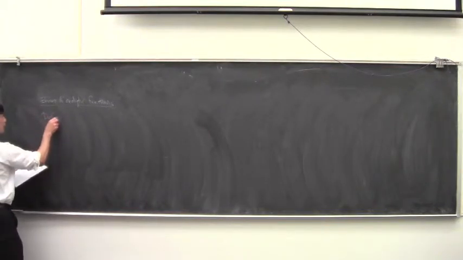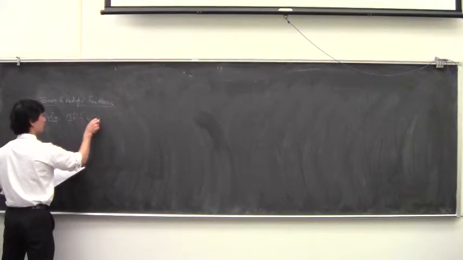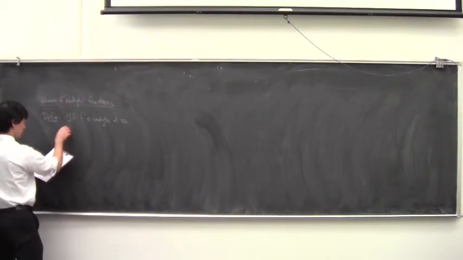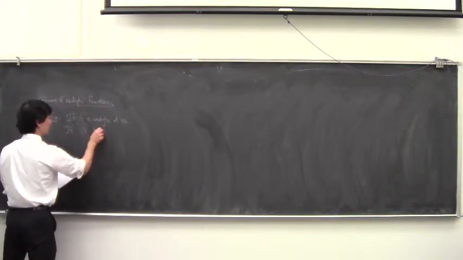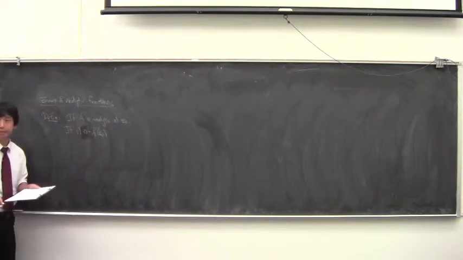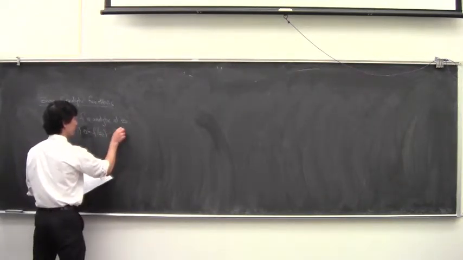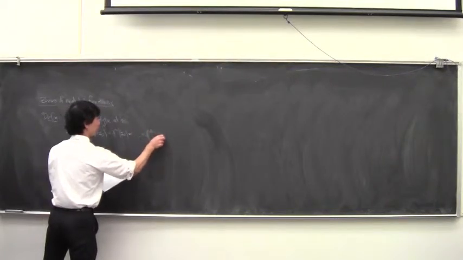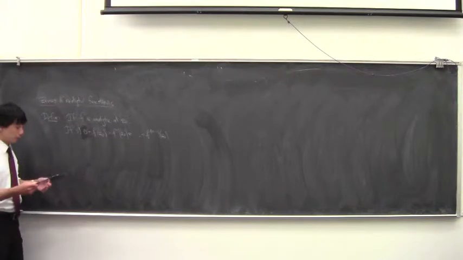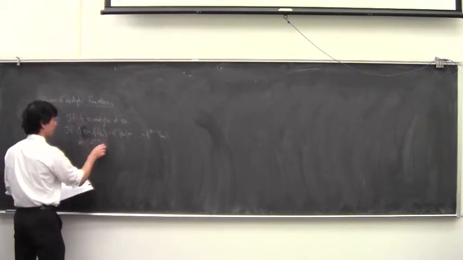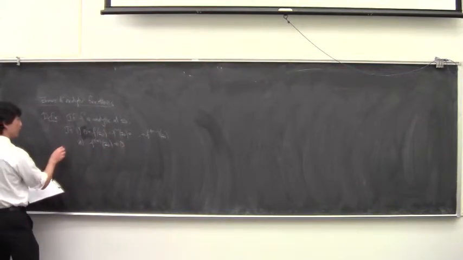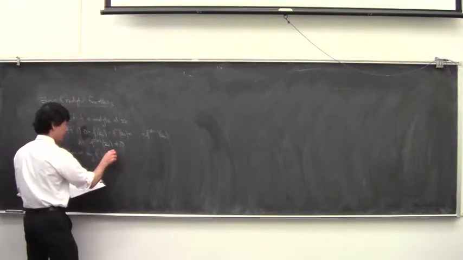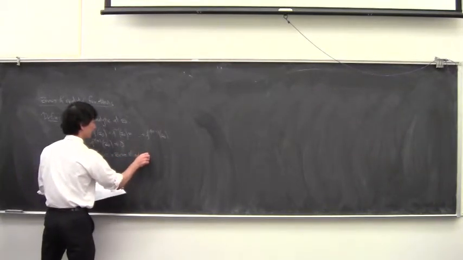So start off with the following definition. If f is analytic at z naught, if f of z naught is equal to 0, and the first derivative at z naught is 0, and up to the (m minus 1)th derivative at z naught, if all of those are equal to 0, and the mth derivative at z naught is non-zero, then we say f has a zero of order m at z naught.